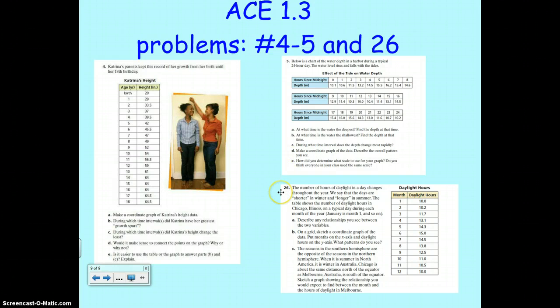Then 26, it is about daylight hours. Describe any relationships you see. What do you see happening on the table? Then here it says sketch a coordinate graph. When you see the word sketch a coordinate graph versus make a coordinate graph, you do not have to be as accurate. You still have to label it and still have to have a title. You do not have to make a scale. You don't have to plot the points exactly, just sketch what would generally be happening. And then in C, it also has you sketch a graph of the seasons in the opposite hemisphere. So knowing that the northern hemisphere is winter, then the southern hemisphere is summer, and vice versa.